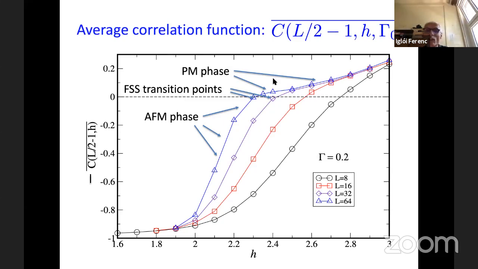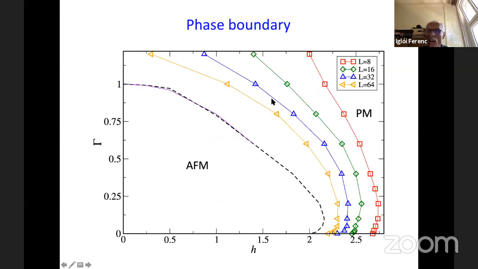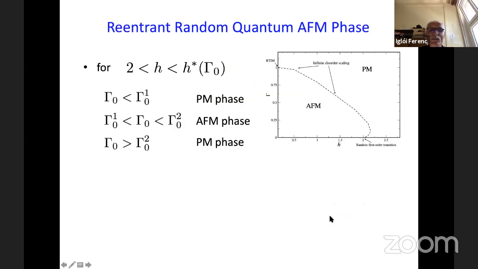So having these finite size transition points, one can make an extrapolation for different sizes. Here I show this extrapolation from 8 to 16, and this curve is more or less an illustration of what we expect as a phase boundary, which separates the antiferromagnetic ordered phase and the paramagnetic phase. What is interesting is that before there was no reentrance, this boundary was already going to the left. Here we have a reentrant phase transition. So here, this is infinite disorder scaling, below random first order.